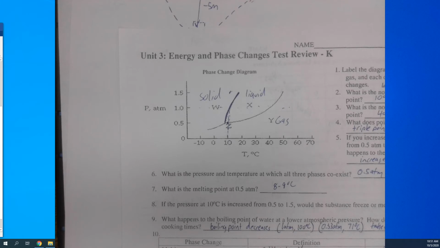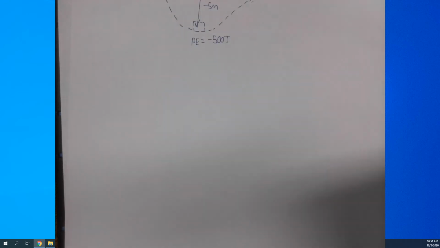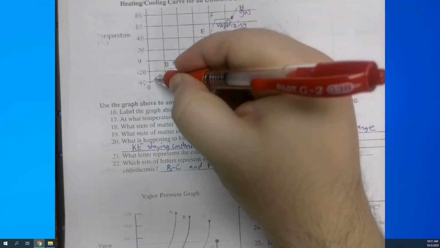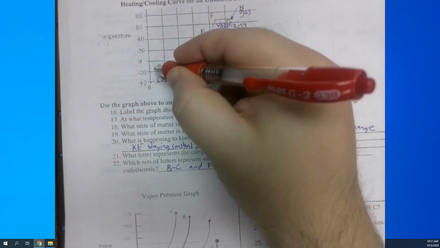I'll ask you, is melting endothermic or exothermic? And I will also ask you questions about kinetic energy and potential energy. So, for example, here the temperature is increasing.